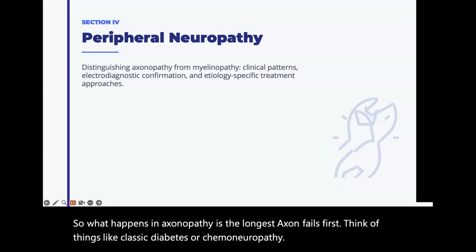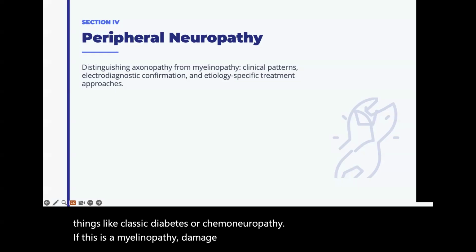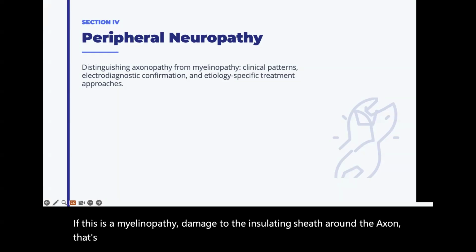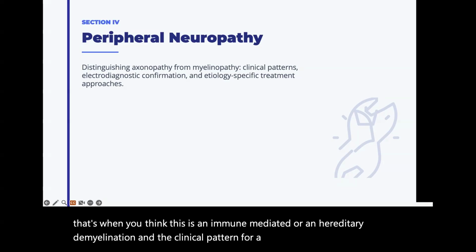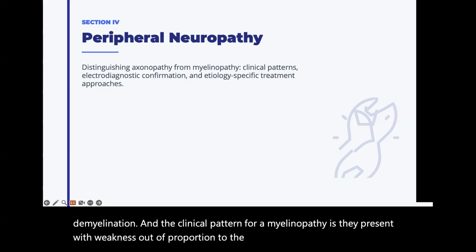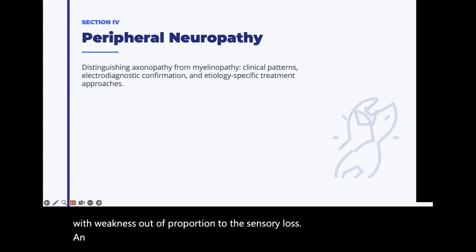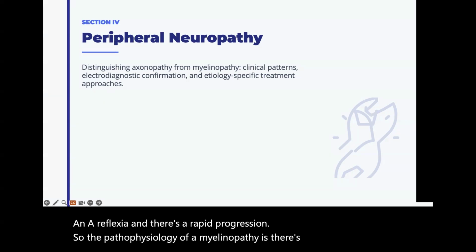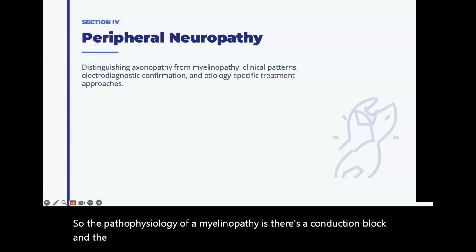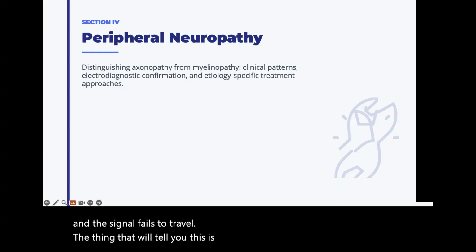If this is a myelinopathy, damage to the insulating sheath around the axon, that's when you think this is an immune-mediated or a hereditary demyelination. And the clinical pattern for a myelinopathy is they present with weakness out of proportion to the sensory loss, areflexia, and there's a rapid progression. So the pathophysiology of a myelinopathy is there's a conduction block and the signal fails to travel. The thing that will tell you this is the electrodiagnostics, EMG and a nerve conduction study.